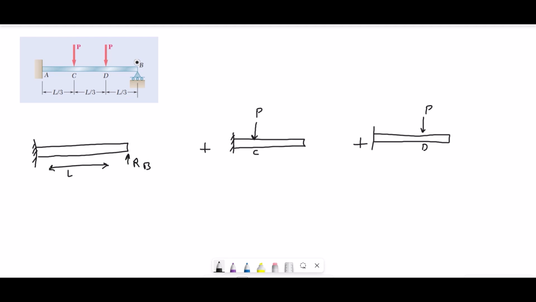In order to find the reactions in B and A, we need one more equation, since this is not a determined problem, because in a two-dimensional space we have only three equations: sum of F in the x direction equal to 0, sum of F in the y direction equal to 0, and sum of the moments equal to 0. So here we have four reactions, and in order to solve this problem we need another equation, which is this: the deflection at point B is equal to 0.